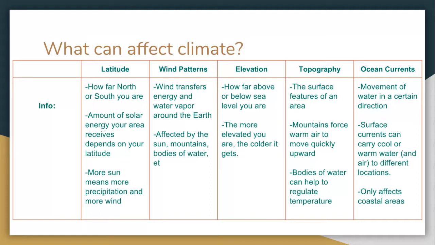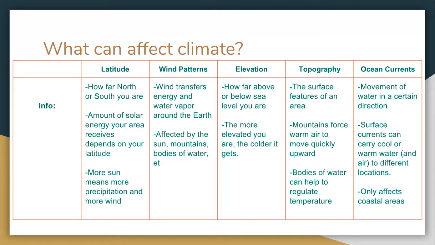Also, if your region is around a body of water, bodies of water like to stay at the same temperature most of the time, or they at least help absorb some of the extra energy or give off extra energy if they need to. And that helps to regulate the temperatures. There's not so much drastic temperature change around that area.